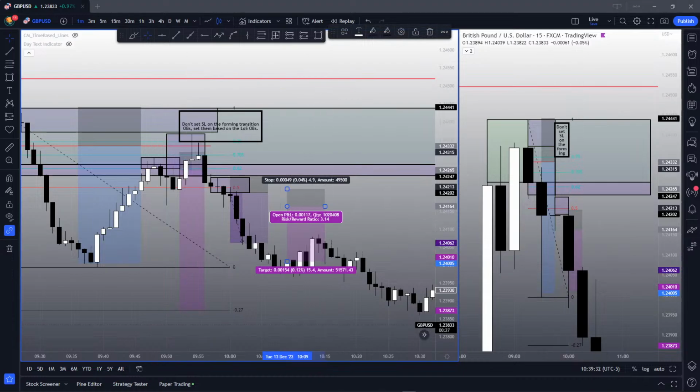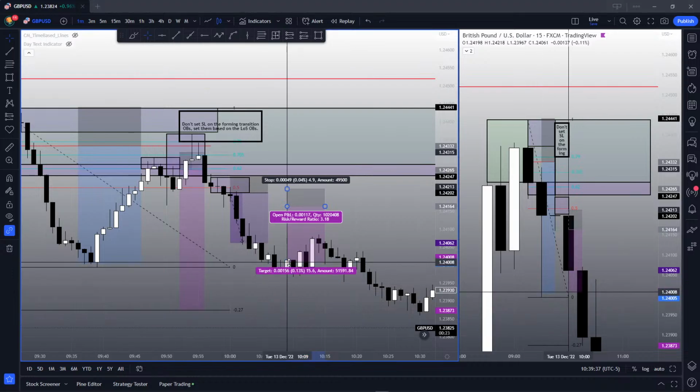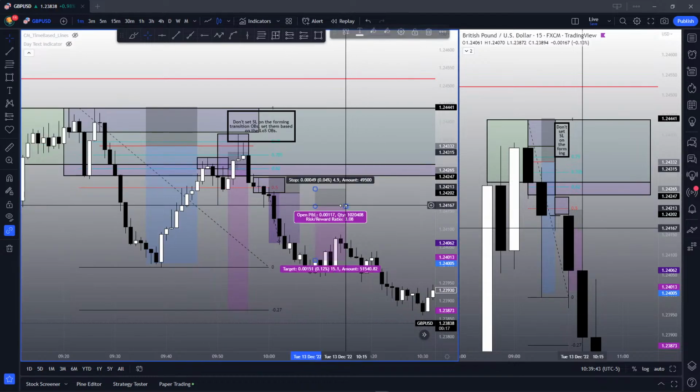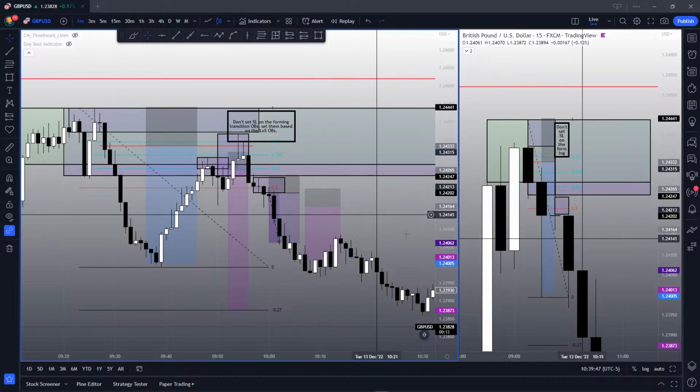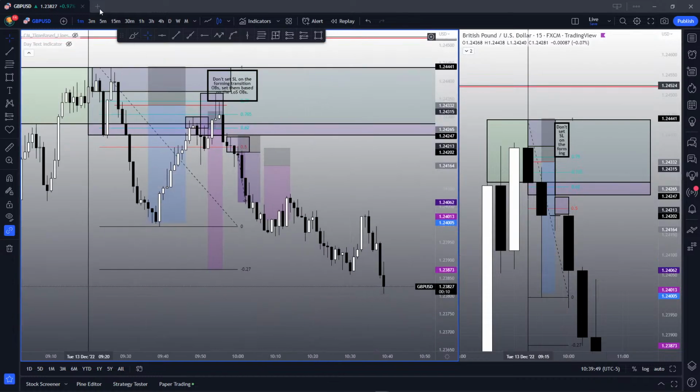1 second. 11. It's right there. Cool. So that's what it is.